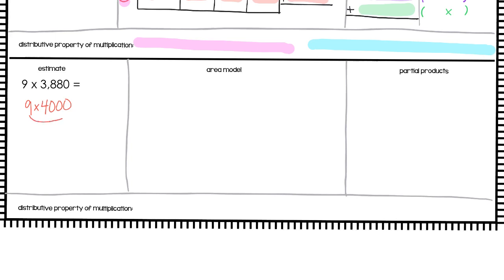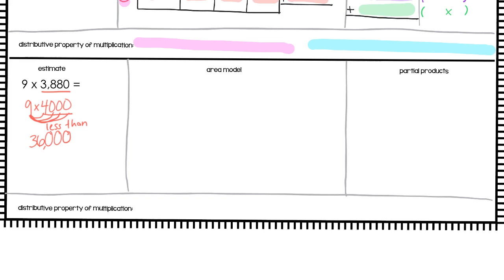So 9 times the 1's place, 9 times 0 is 0, times the 10's place, 9 times 0 is 0 tenths, 9 times the 100's place, 9 times 0 is 0 hundredths, and then we have 9 times 4, 36. So our answer should be a little bit less than 36,000 because our original number is a little bit less than the number we estimated. So our answer will be less than that.